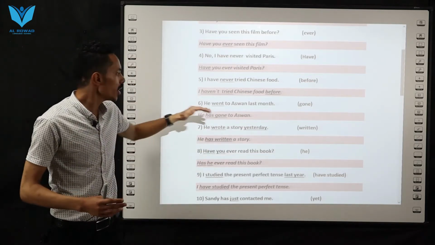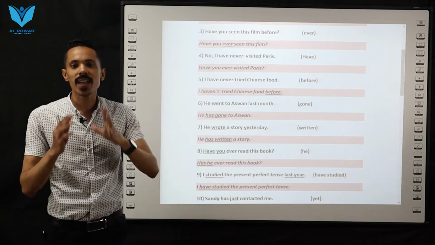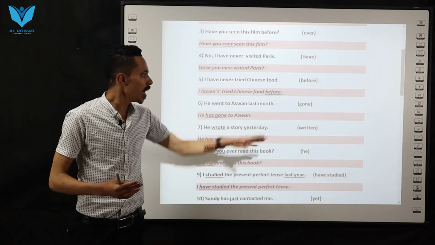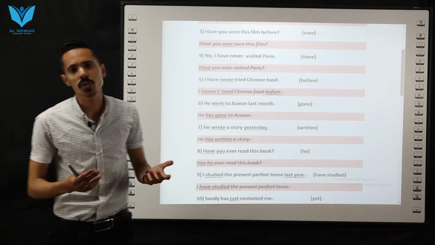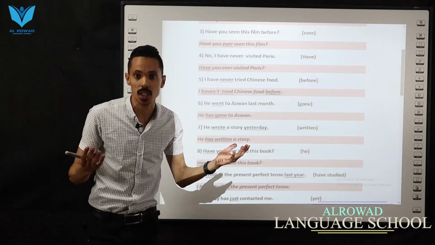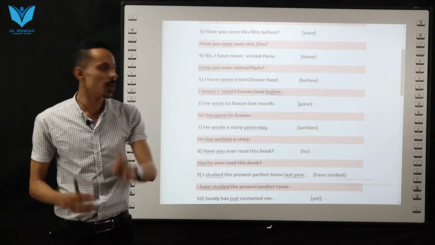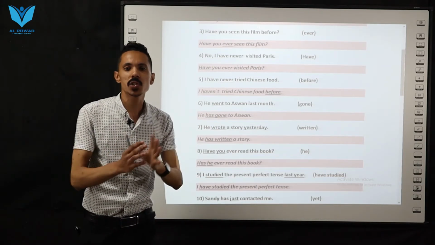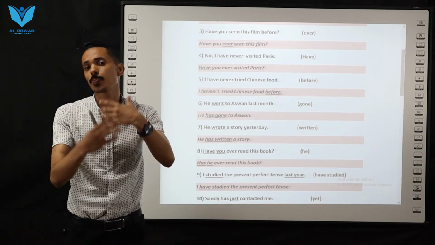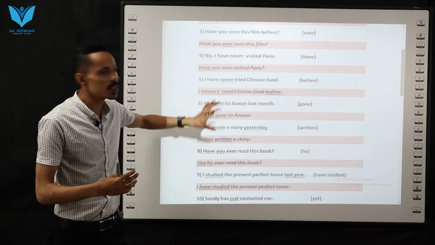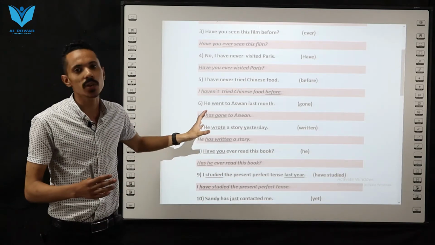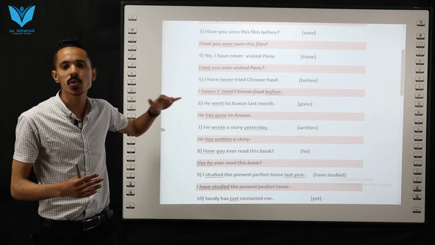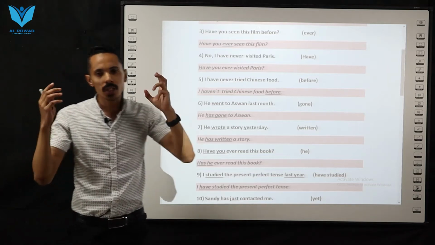Number 6. He went to Aswan last month. Before answering the sentence, look at the verb. The verb here, went, is a past simple. And I want you to use gone. You tell me, Mister, how can I do it? I tell you it's so easy. Gone is the past participle of went. And let's think. I use the past participle to speak about a present perfect verb. So here I change went from past simple into has or have gone, present perfect. So here he has gone to Aswan. This is the answer.